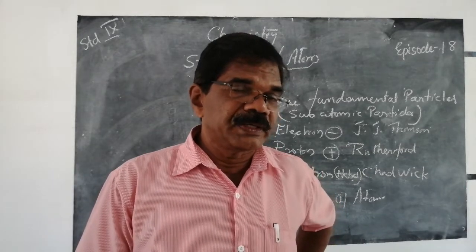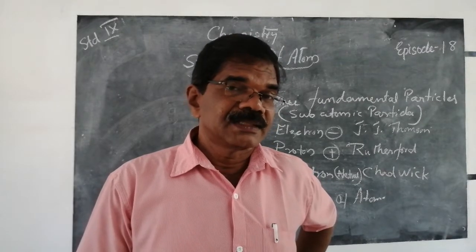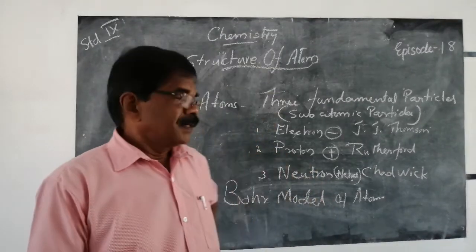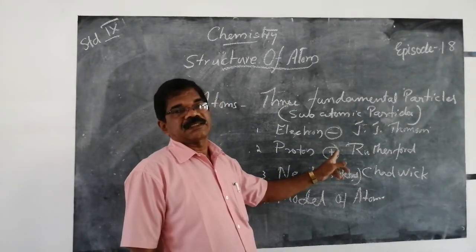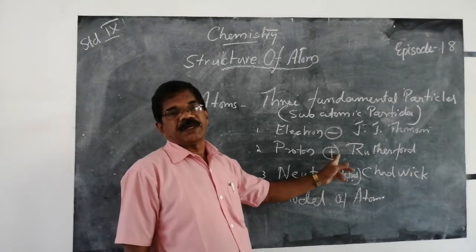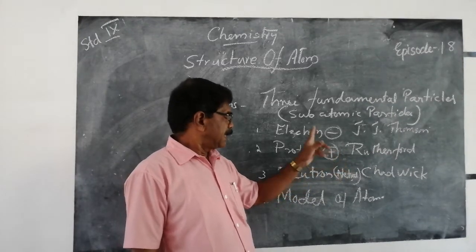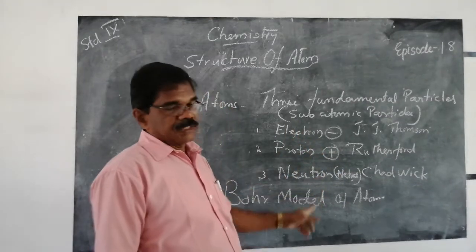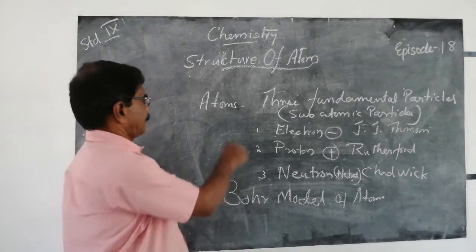Next we have to go to the fourth thing: the mass of these particles. The mass of a proton is considered as 1 u. 1 u means 1 atomic mass unit. And the mass of a neutron is also considered as 1 u.